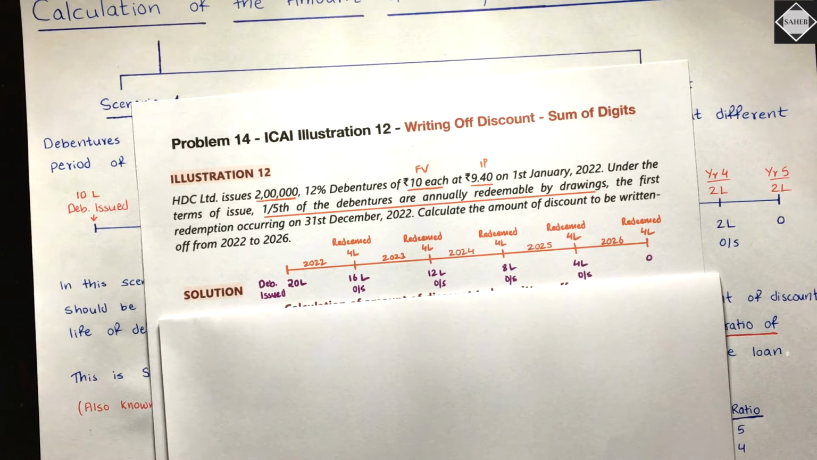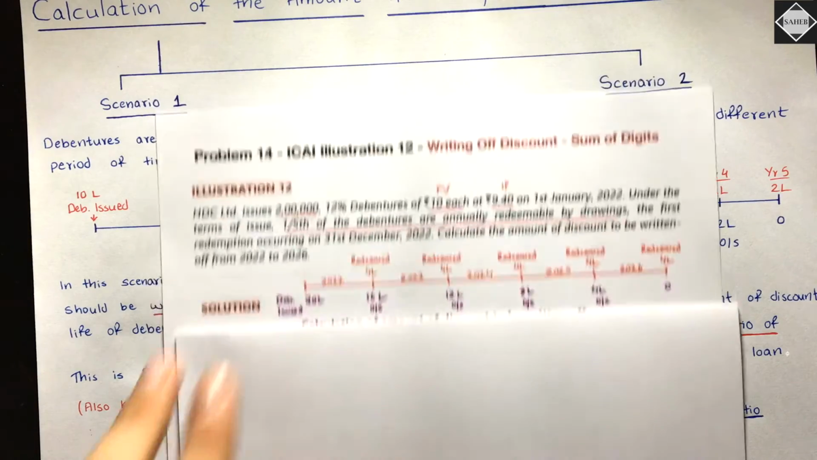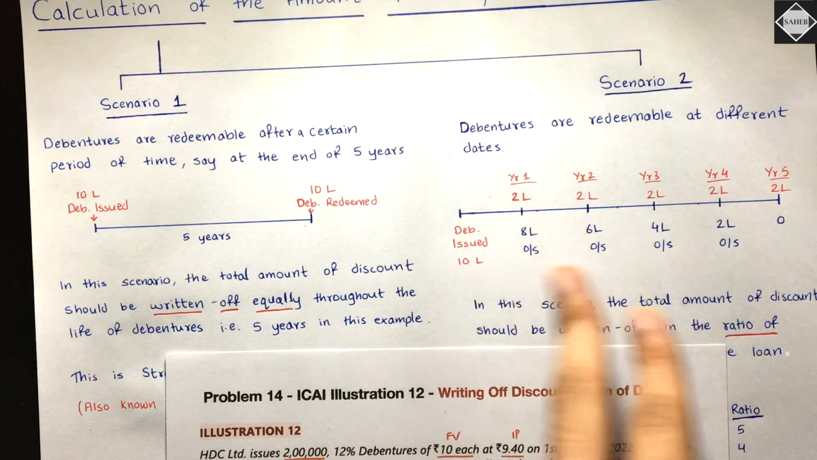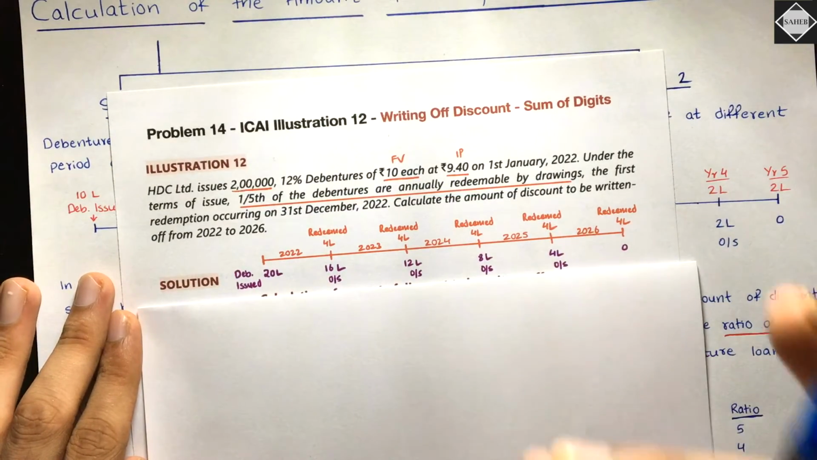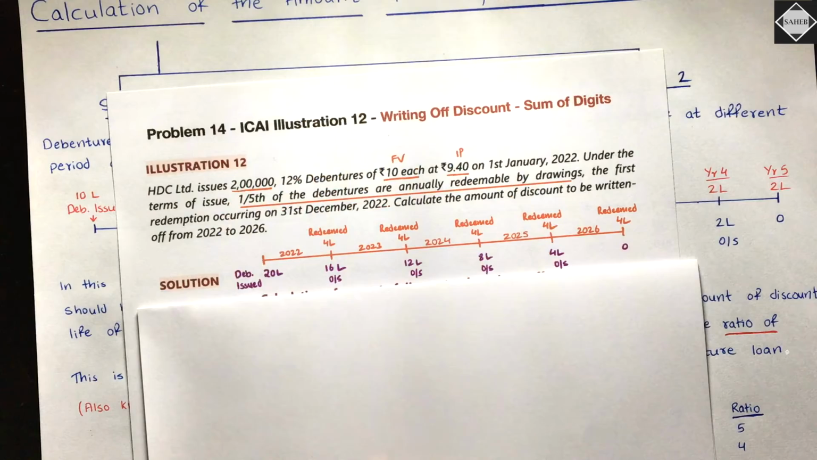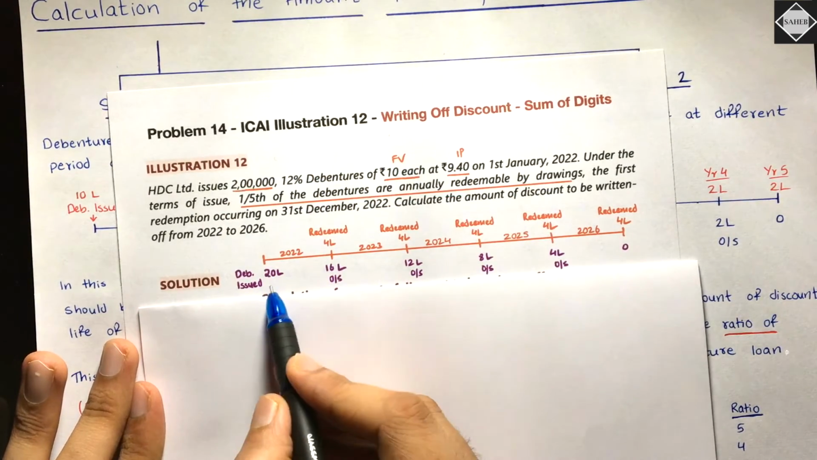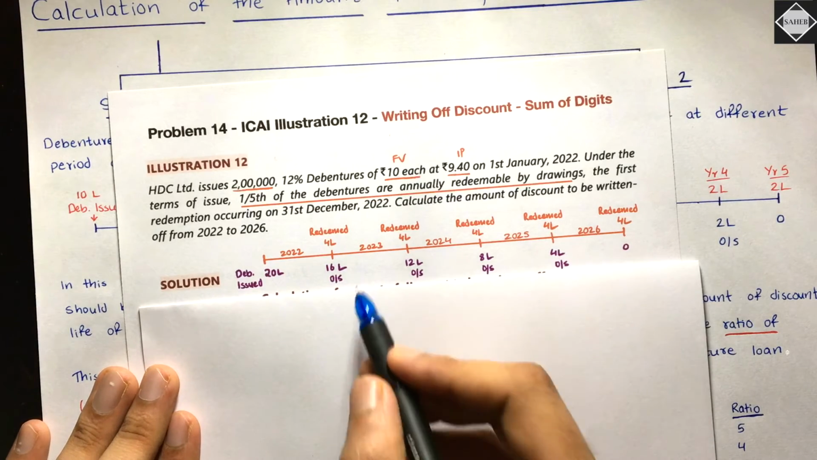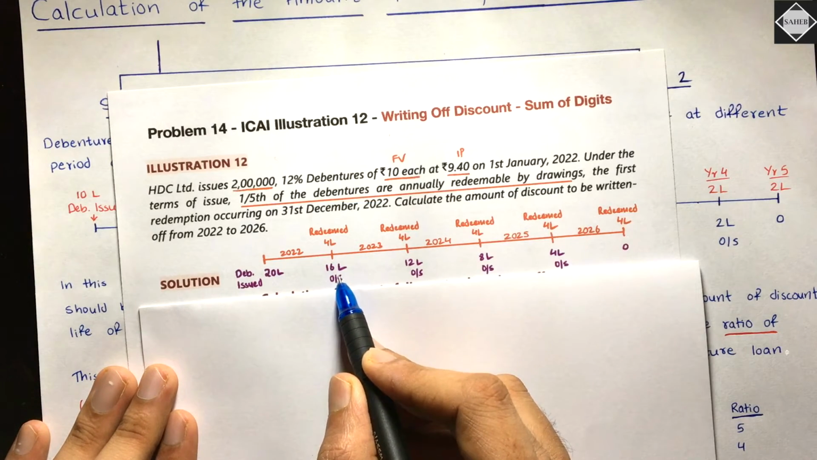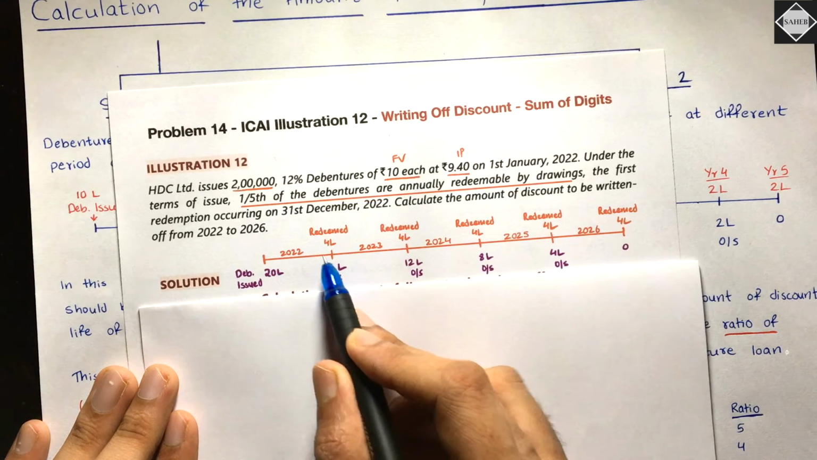Is that clear? Now, what do we do when we have this type of question where we have multiple redemptions happening? Here we don't have a single point. Here we have this case where debentures are redeemable at different dates. So in this case, all we do is simply take the ratio of the benefit derived. You have to understand this logically. In the first year, the company had 20 lakh face value of debentures to invest or use however they wanted, isn't it? In the second year, they had 16 lakh, right? They didn't have 20 lakh, they had only 16 lakh because 4 lakh has been redeemed.